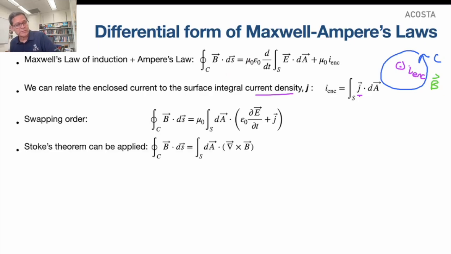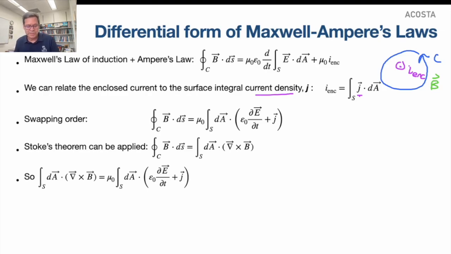Now, here we can apply Stokes' theorem. So a circulation integral like B dot ds can be written in terms of the surface integral of the curl of the field, in this case the magnetic field. So del cross B is the curl of B, integrated over the surface S, that is the surface contained by that path C for the circulation. So that's a transformation we can do.